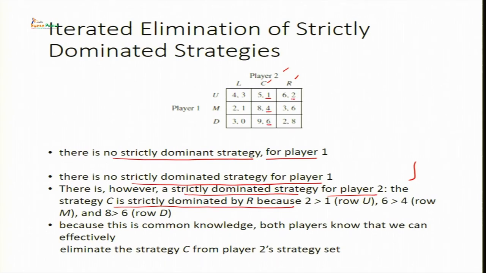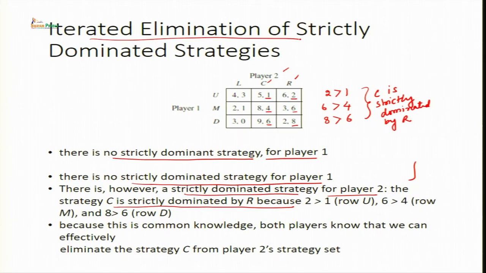By choosing R, player 2 is getting 2, 6 and 8. And you can see 2 is more than 1, 6 is more than 4, 8 is more than 6. Okay? So, this is how, as all 3 are more than the other corresponding 3, this strategy R, or we can write C is strictly dominated by R. And as the process goes, iterated deletion or elimination of strictly dominated strategies, so we can eliminate C.